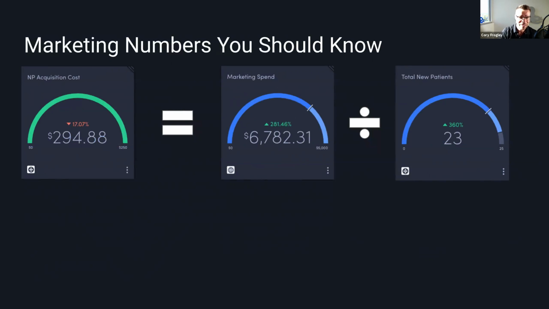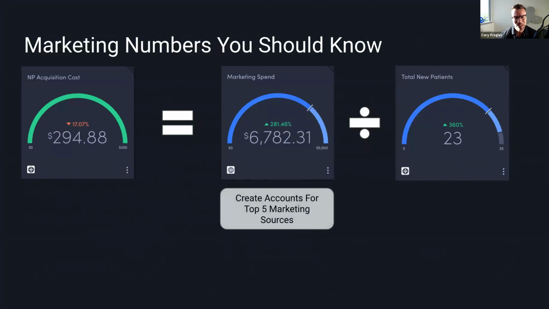So for instance, in this example, we spent in 1 month $6,700. We got 23 new patients at a cost of $294 per patient. Now, is that good? Is that bad? It depends on your ROI of those patients. And so we'll go into that in just a second. Depends on what you're selling, right?